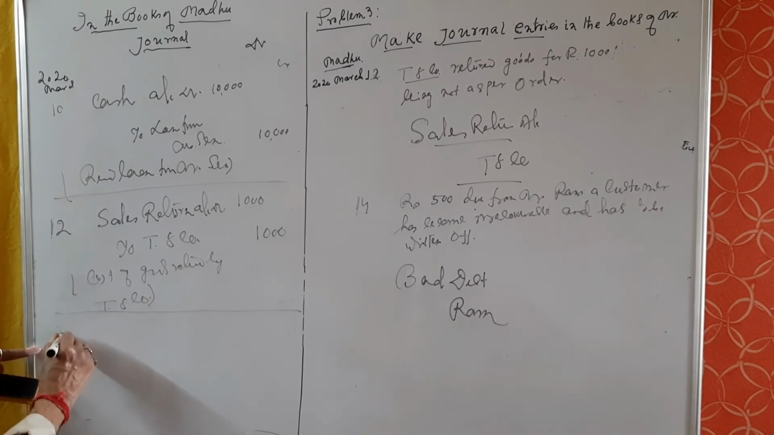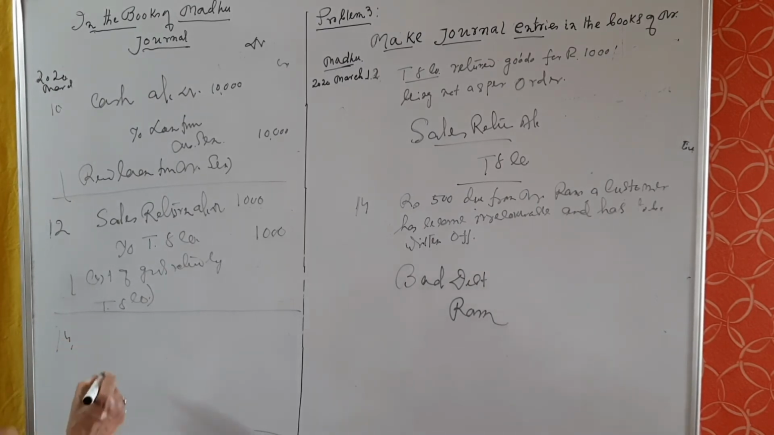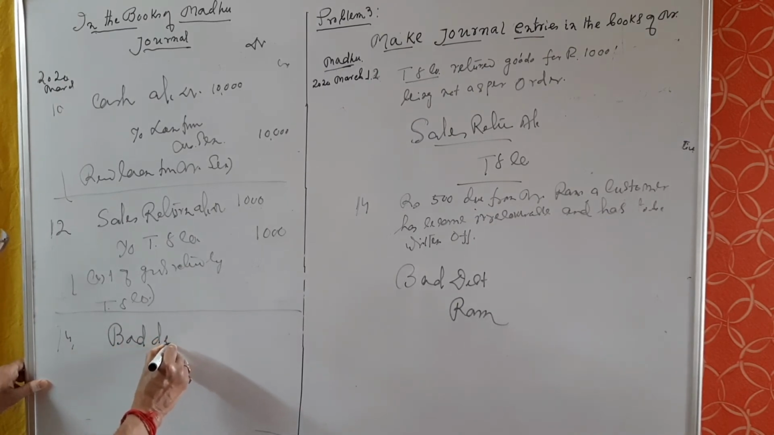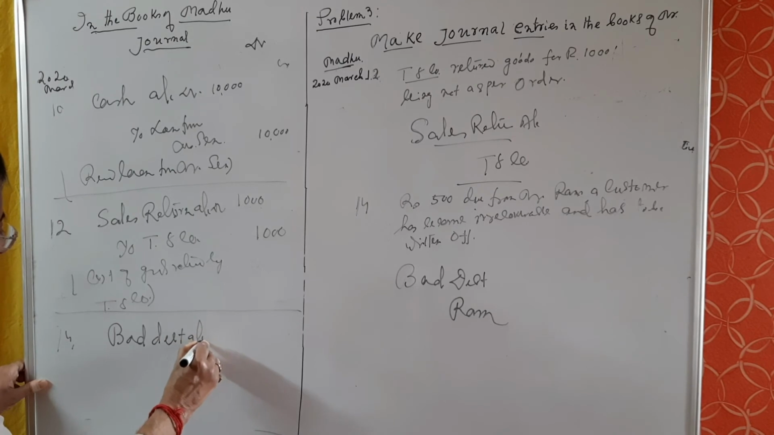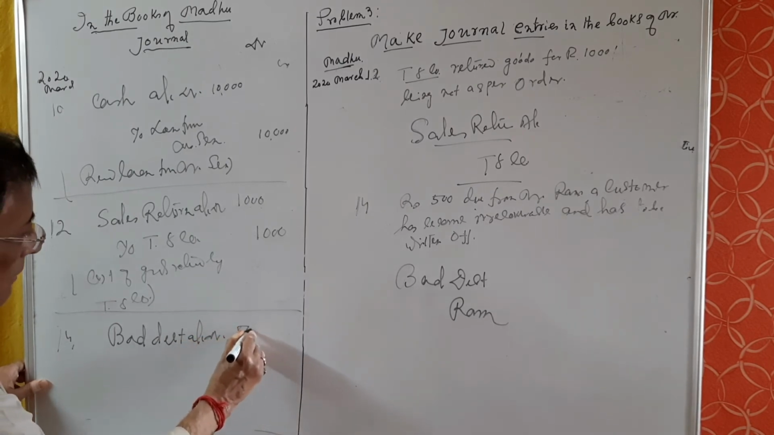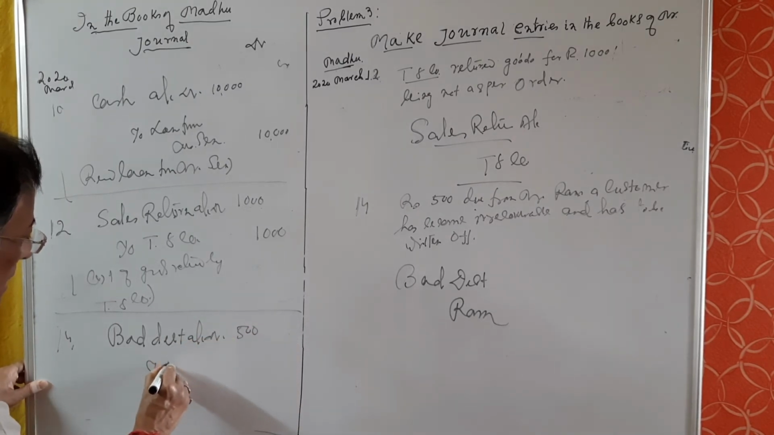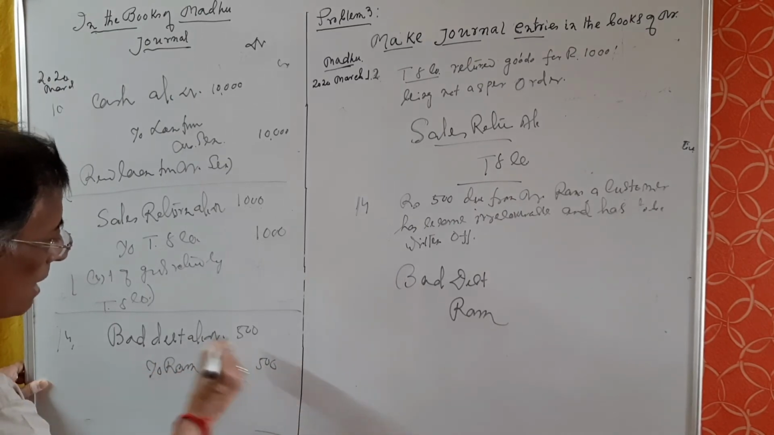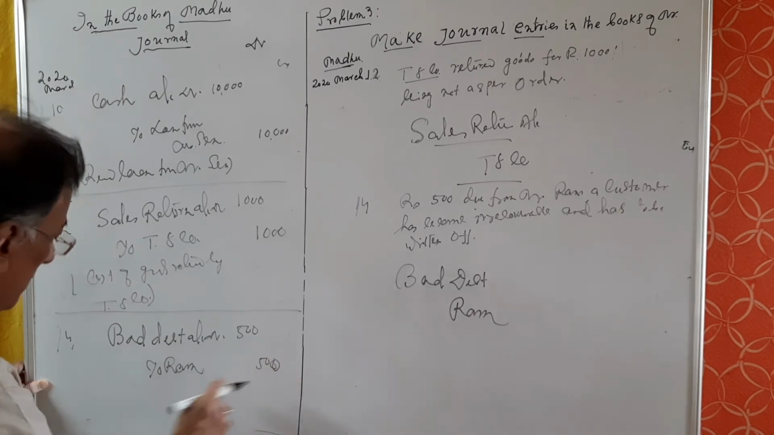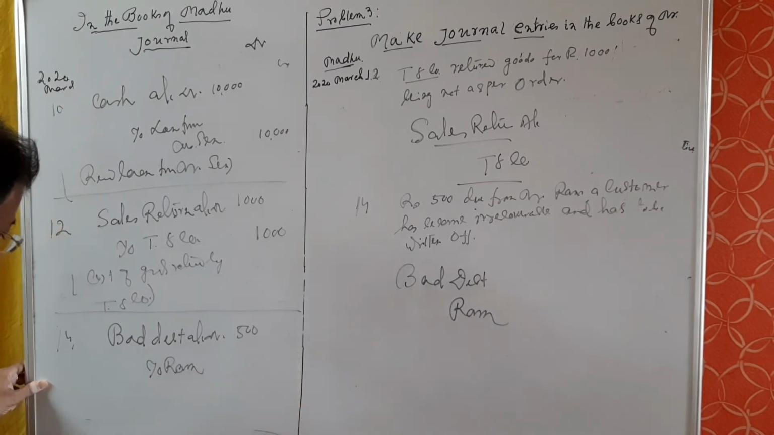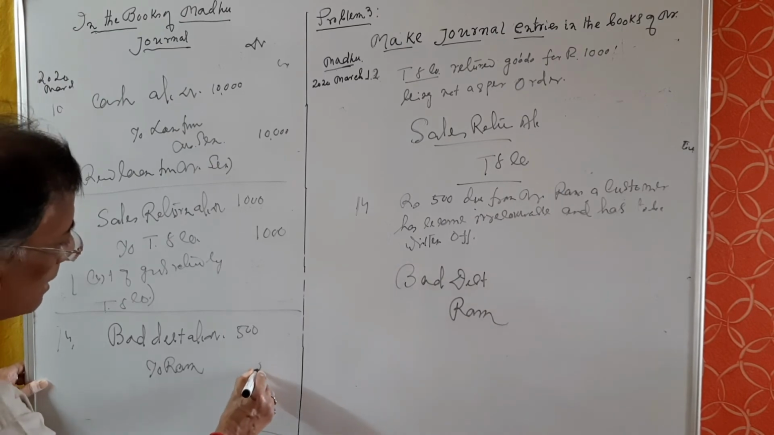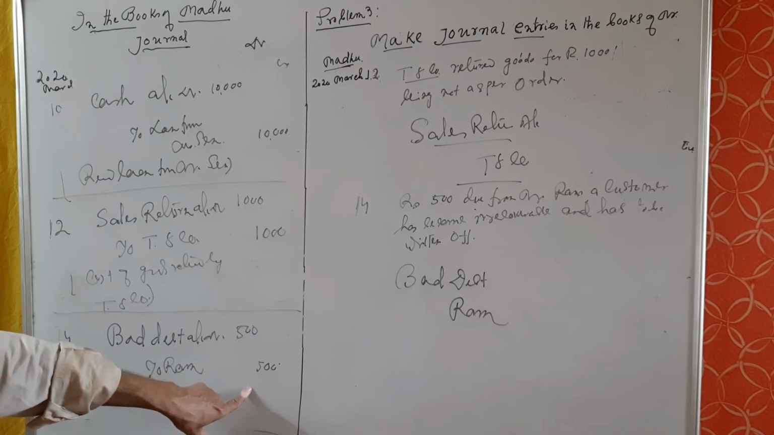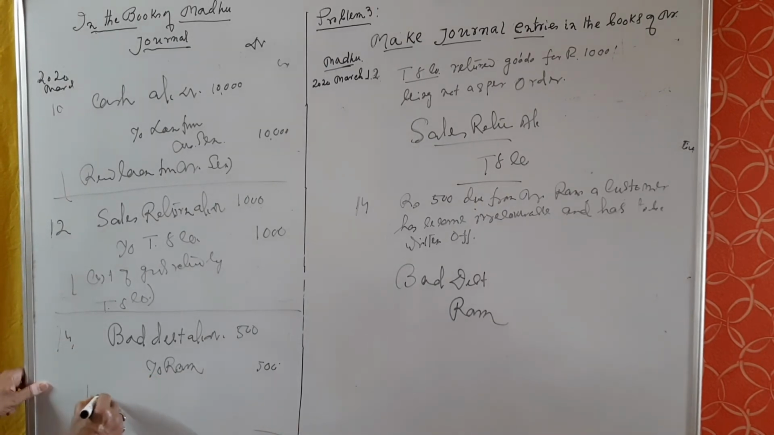Transaction dated 14th March. Bad debt account debit 500 to Mr. Ram. Mr. Ram's account is credited as his account is being closed. There was a debit balance in his account. As he has failed to pay the amount, his account is being closed. That's why his account is being credited. So what is the narration?